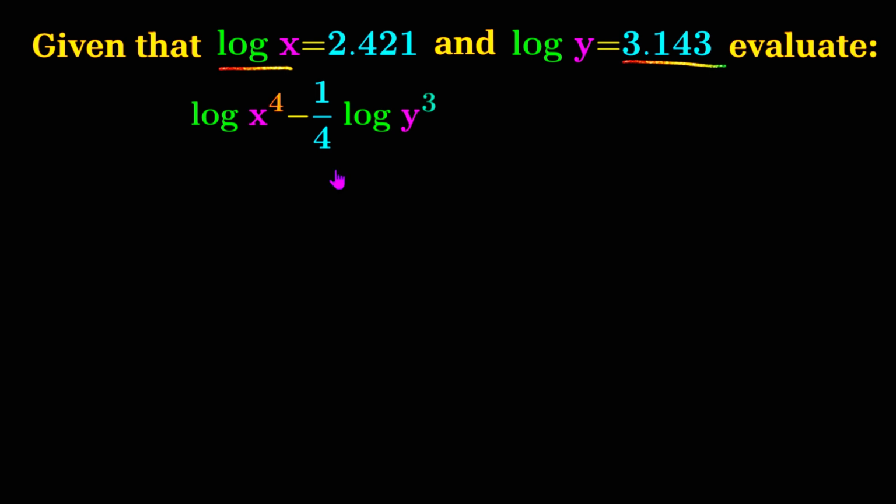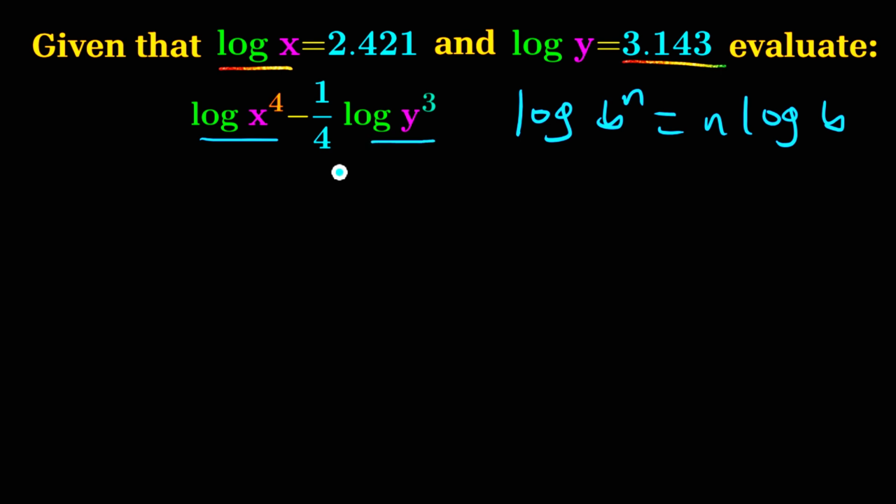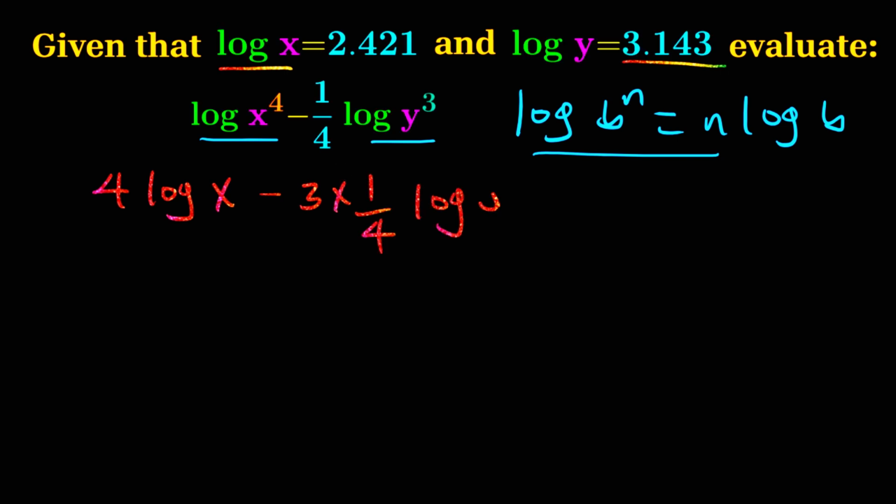So to begin with, we know that when you have the log of b power n, that is the same as n log of b. So we can write these logs in this form. So we have 4 log of x minus, we bring these 3 before the log, so that is 3 times 1 over 4 log of y. Now we can make the substitution.